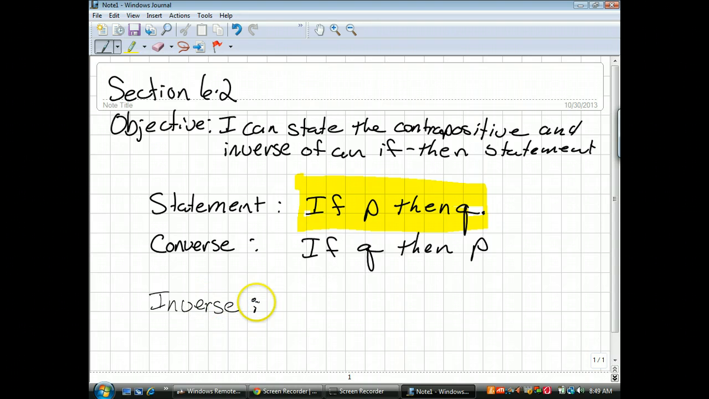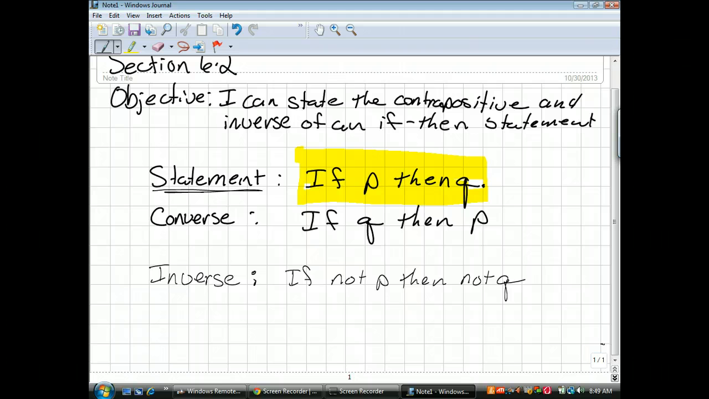of the conditional. So again, starting with our original statement, so if P, then Q. The inverse is created by negating the hypothesis and negating the conclusion. So if not P, then not Q. Okay, so that would be the inverse of the statement in yellow. If not P, then not Q. Okay? And again, if the original statement is true, there's no guarantee that the inverse is going to be true.